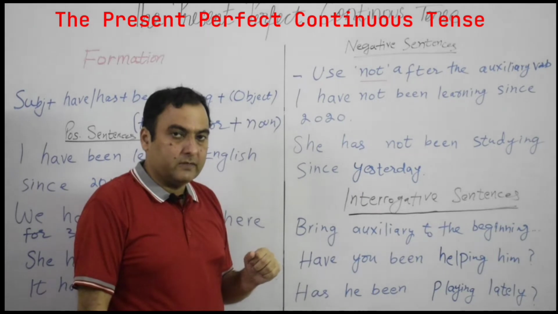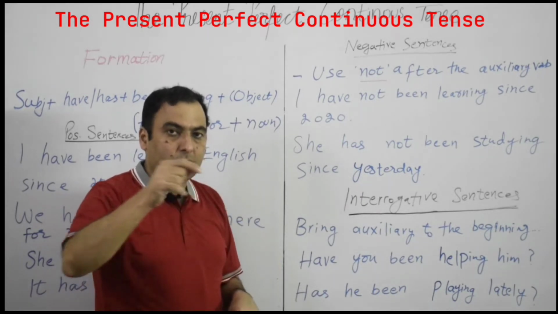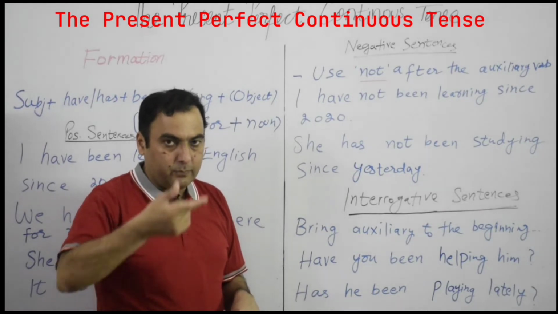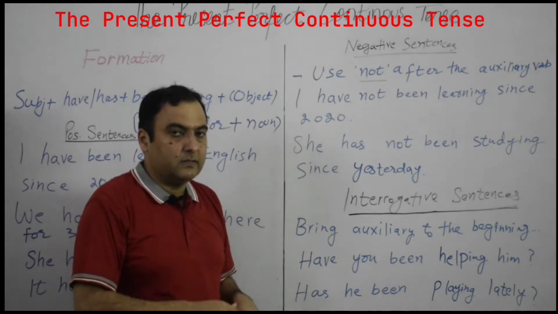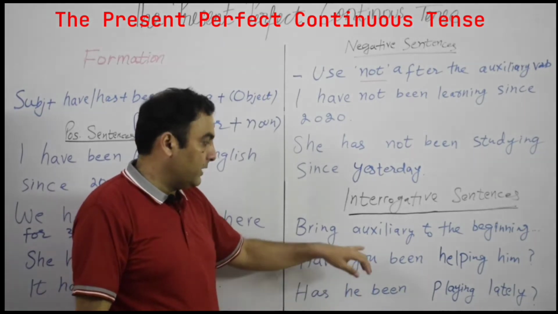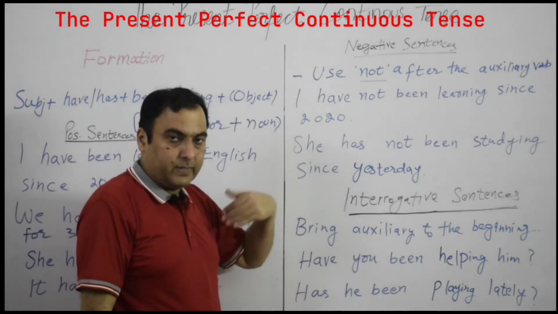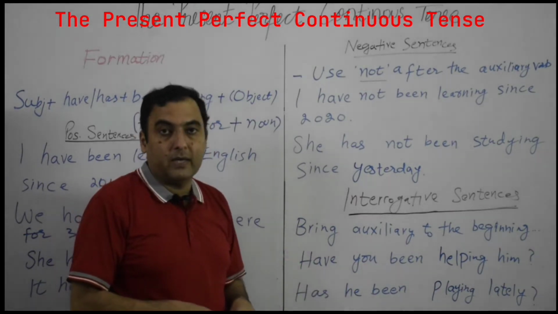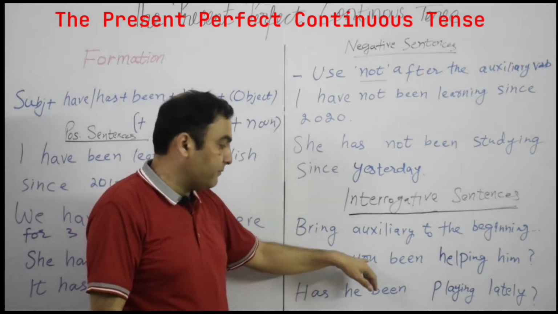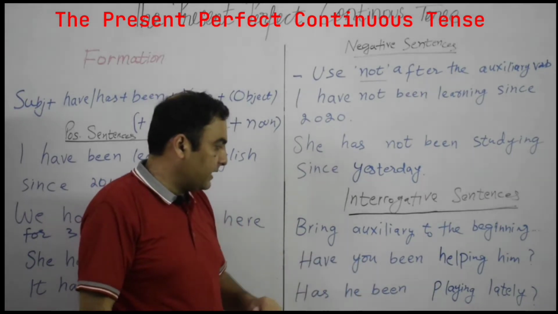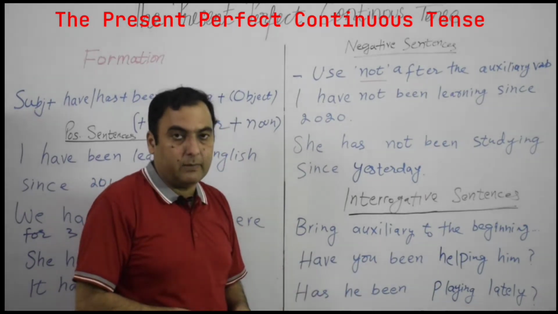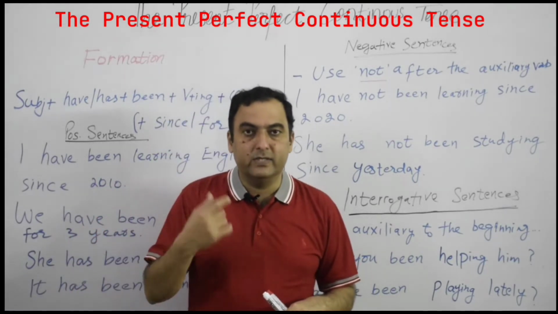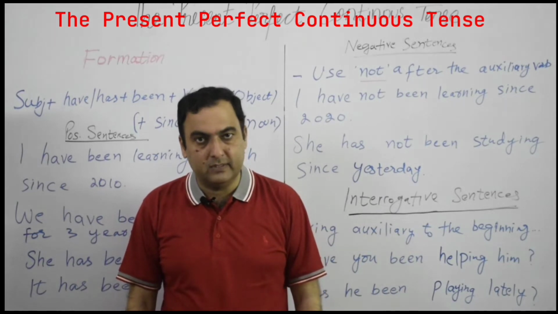Moving on, the interrogative sentences. Just bring the auxiliary to the beginning of the sentence. Whatever the auxiliary is, bring it to the beginning of the sentence. The sentence becomes interrogative. So here we bring have or has to the beginning to make the sentence interrogative. So have you been helping him, for example? So have before the subject. Has he been playing lately, for example? So interrogative sentences.